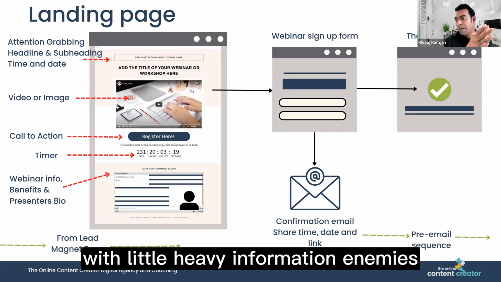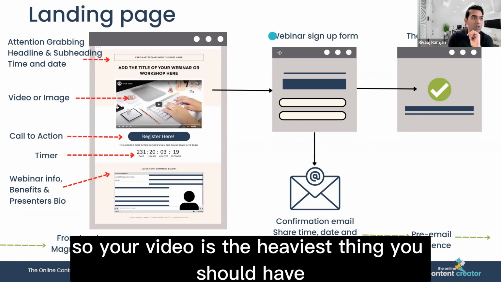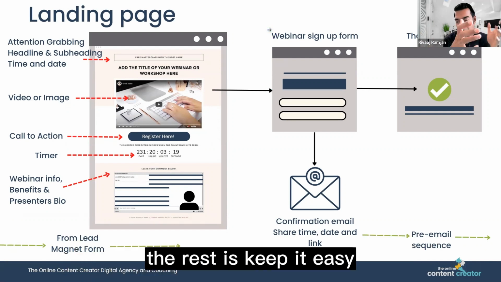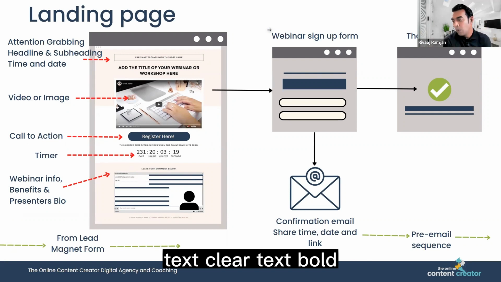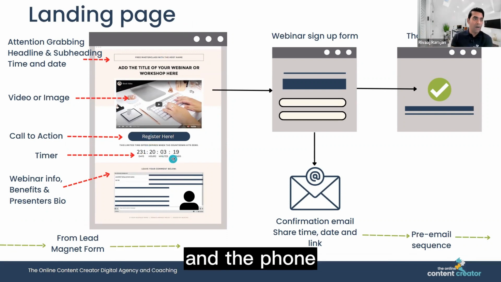There should be little heavy information on it. Your video or your image should be the heaviest thing you have on the landing page. The rest is easy, clear, bold text. What's your webinar about? What are the benefits? When is it: time, date, and that's it. And of course, the main thing is to register now on the form.